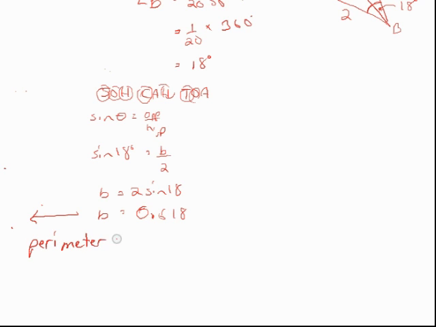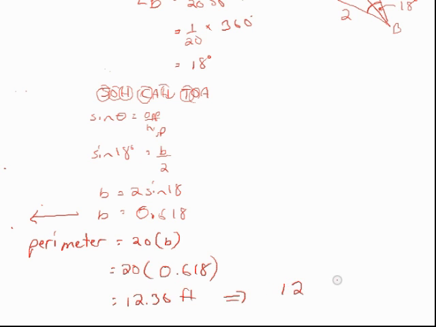Depends how complicated it is and how long it is since I've looked at it, how much calculations I've done since then. So it's 20B, so perimeter equals 20 times 0.618, which equals 12.36 feet. So my answer, because they asked me to round it to the nearest foot, is 12 feet.